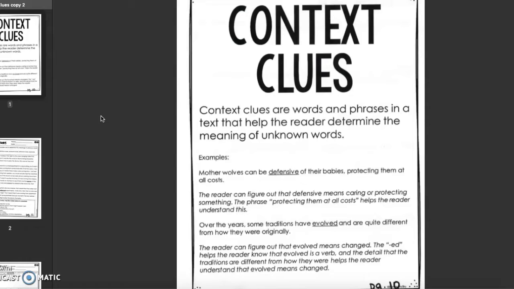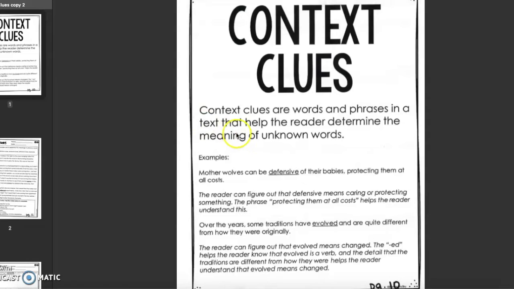Remember, these are just reviewing things that we've learned this year since it's the last couple weeks of school to make sure we have a strong foundation for the end of the year and moving on into the next school year. All right, on page 10 is your anchor chart for context clues. This gives us all the information we need to know about context clues.